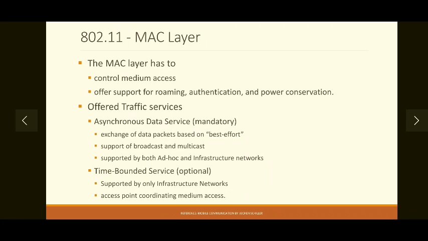So the medium access control layer in any kind of network, whether it is a wired network or wireless network or mobile network, its primary job is to control the medium access. That means how users are going to access the available medium, whether it is based on sharing, whether it is based on competitiveness or anything else. So that is the primary job of the medium access layer.